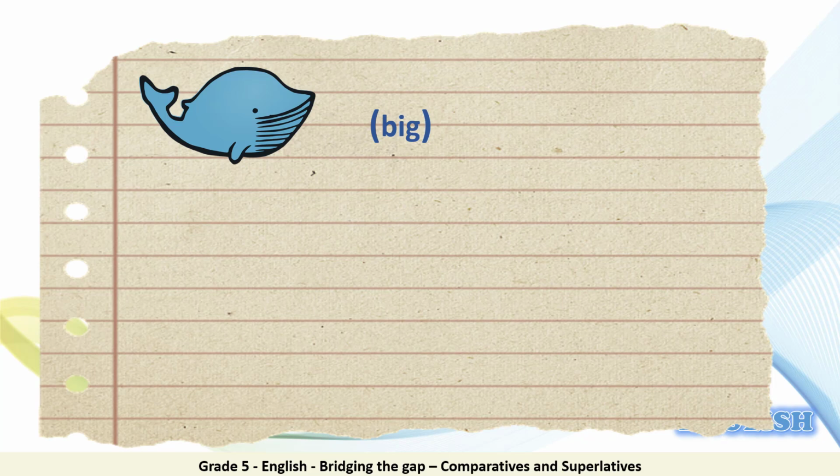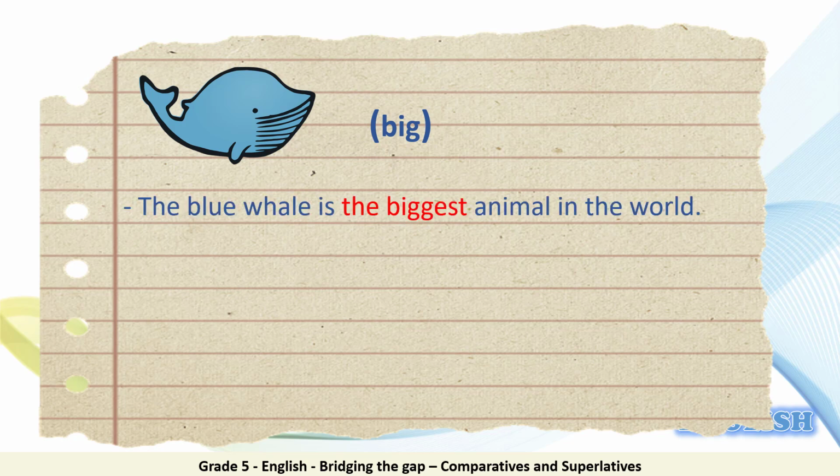Let's do this task. This is the blue whale. We need to make a superlative sentence using the adjective big. Can you? Excellent. The blue whale is the biggest animal in the world. Notice the G is doubled here, right?